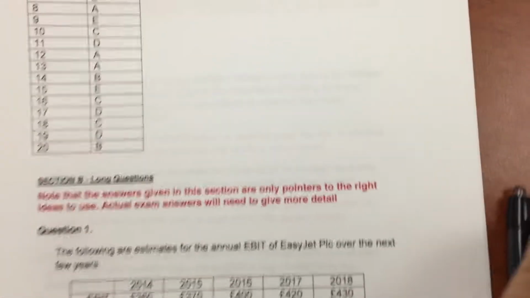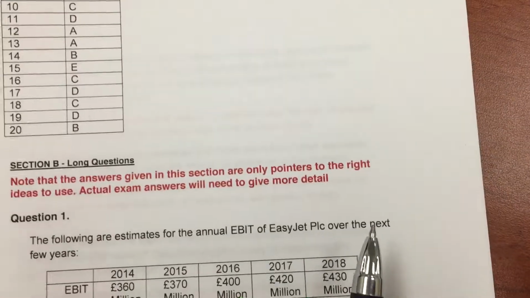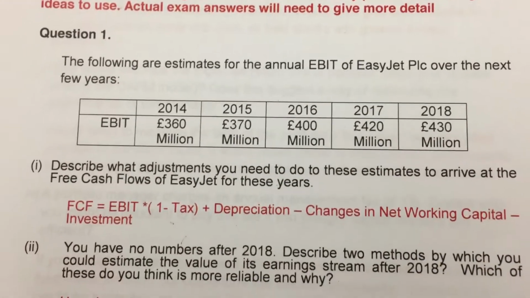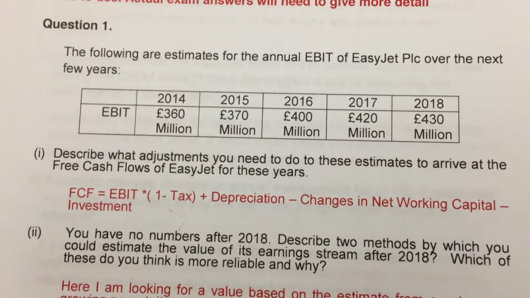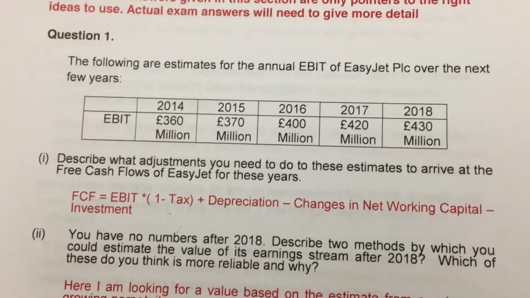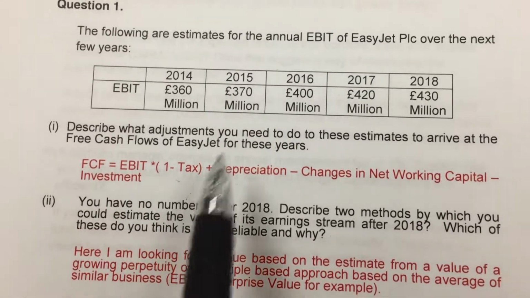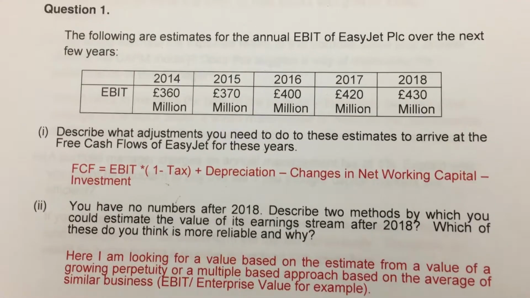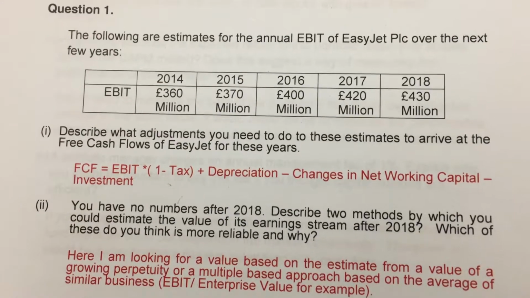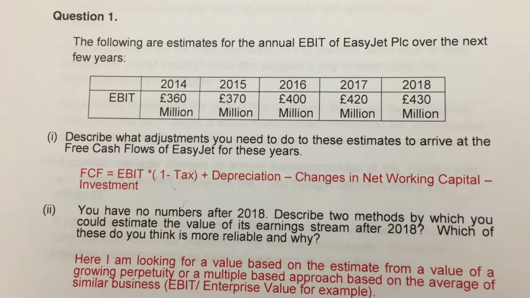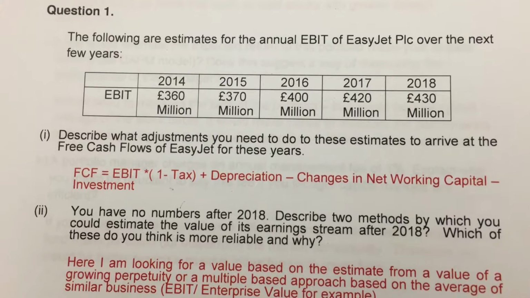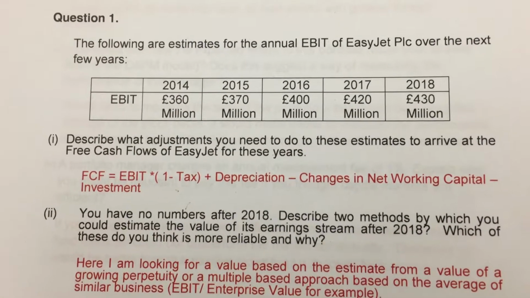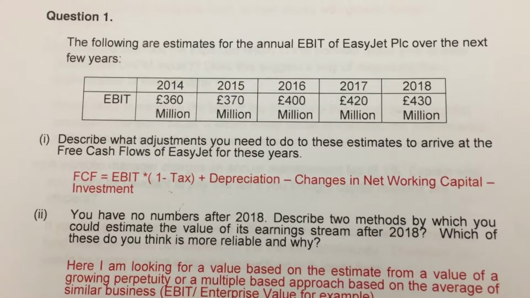Okay, we're in mock number 2, and we're on question number 1. Question number 1 brings us back to our days of accounting and gives us a chart showing the EBIT for a 5-year period of a company called EasyJet. The first question is a basic accounting question, which is asking us, in general, the kinds of adjustments we would need to make to the estimates of EBIT to arrive at free cash flow.